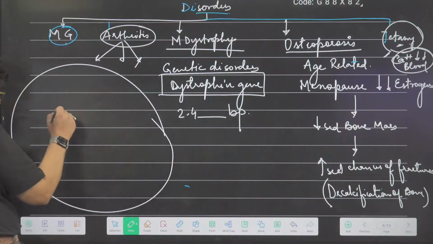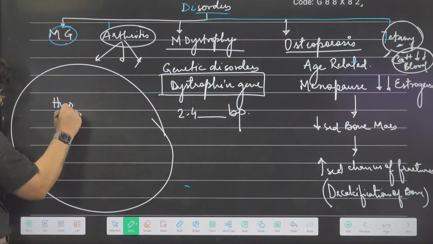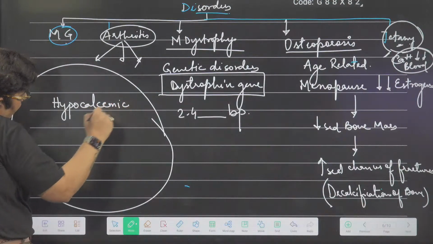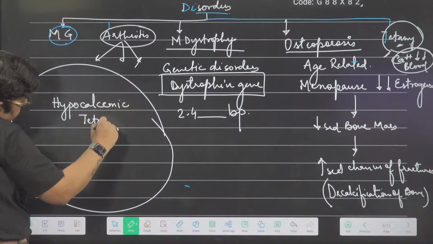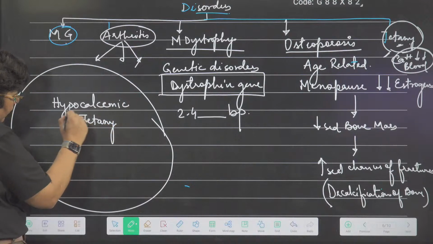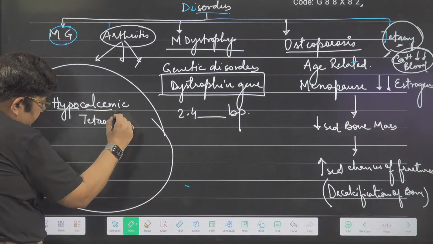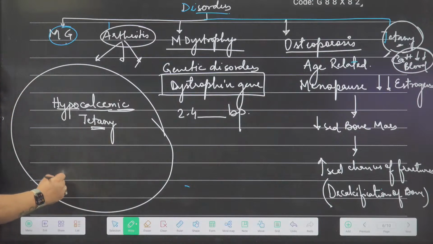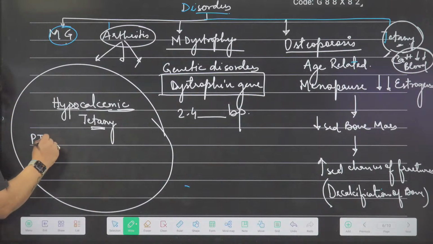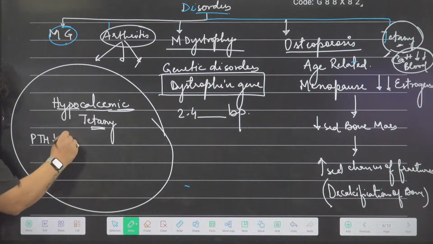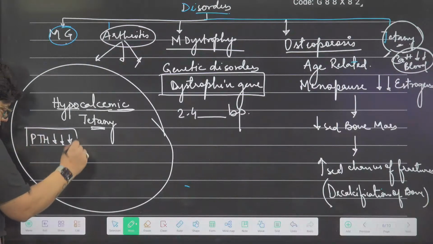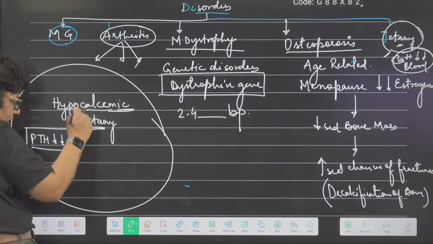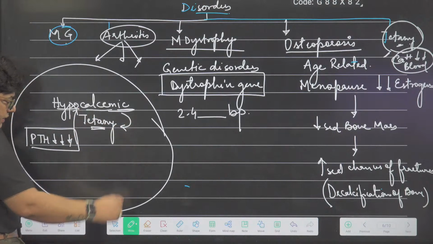Children, I'm telling you that this is hypocalcemic tetany. Hypo means low, calcium, emia means blood. Hypocalcemic tetany is also due to a low level of parathormone. Low level of parathormone causes hypocalcemia, which causes tetany.